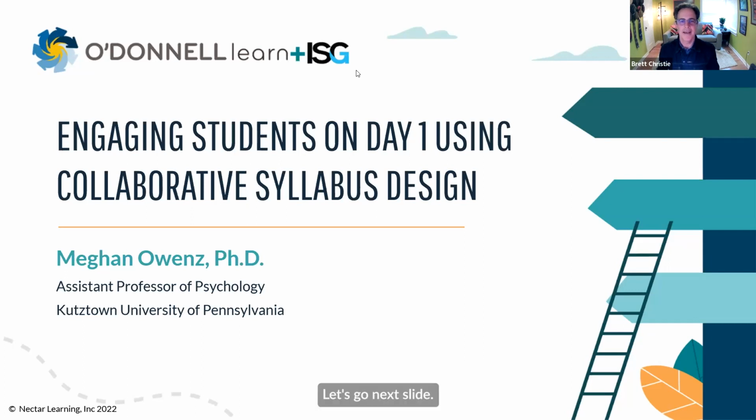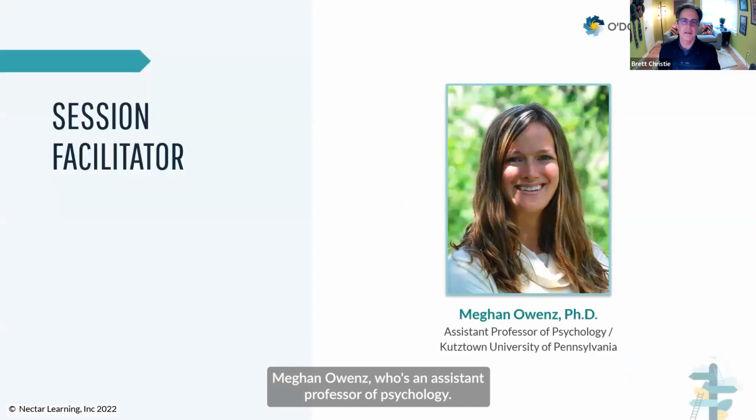Let's go next slide. And our speaker today is Dr. Meghan Owenz, who's an assistant professor of psychology at Kutztown University of Pennsylvania, which from what little I know is about an hour and a half northwest of Philadelphia. And maybe Allentown's kind of in the periphery there. Meghan has a doctorate in counseling psychology, 10 years of clinical experience, and 10 years of experience teaching in higher ed. Her research and teaching focus on inclusive education, methods for power sharing in the classroom, and just assessment. She's particularly interested in the intersection of student well-being, mental health, and andragogy.